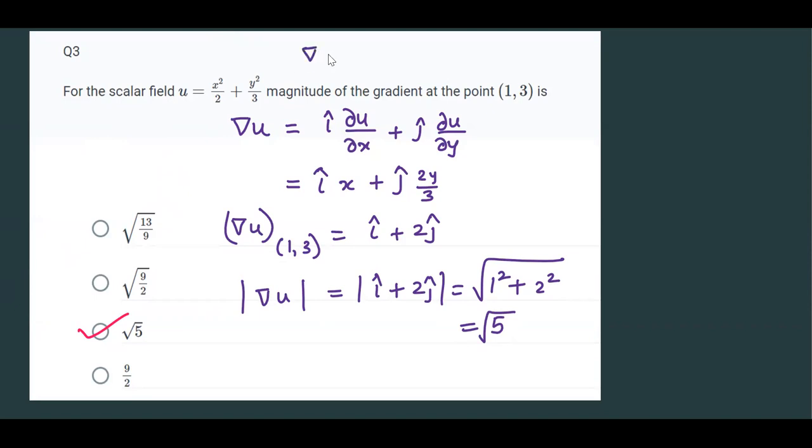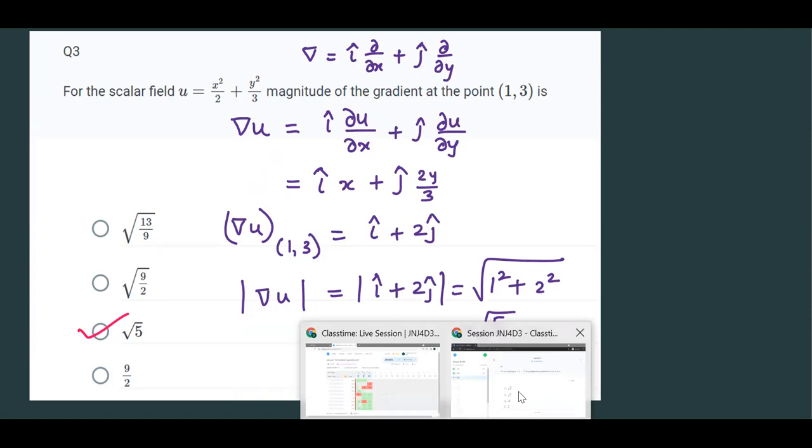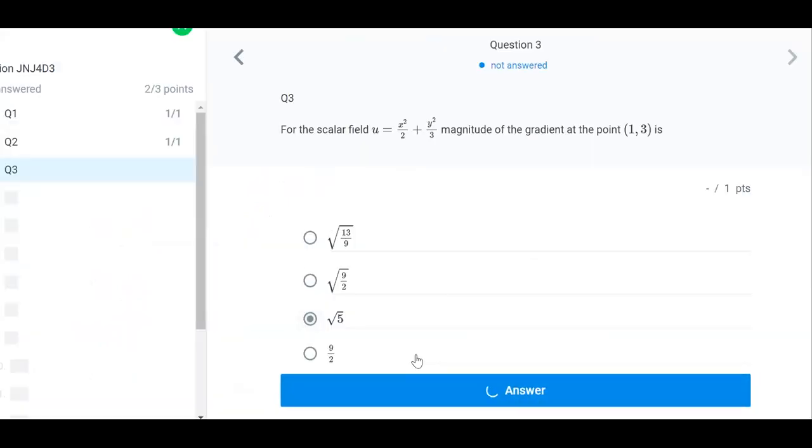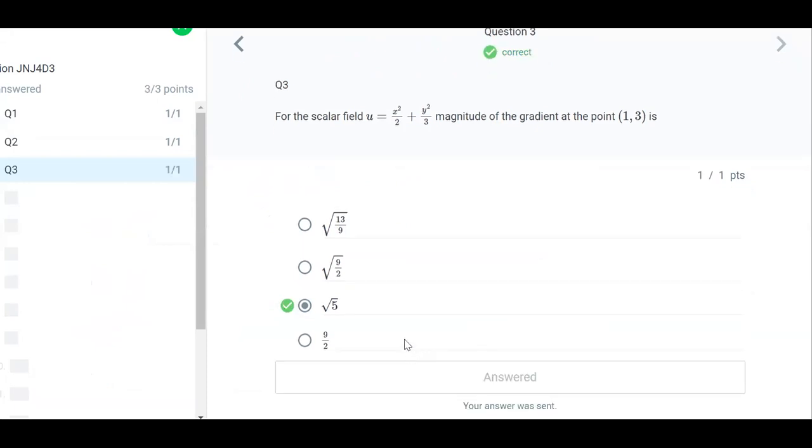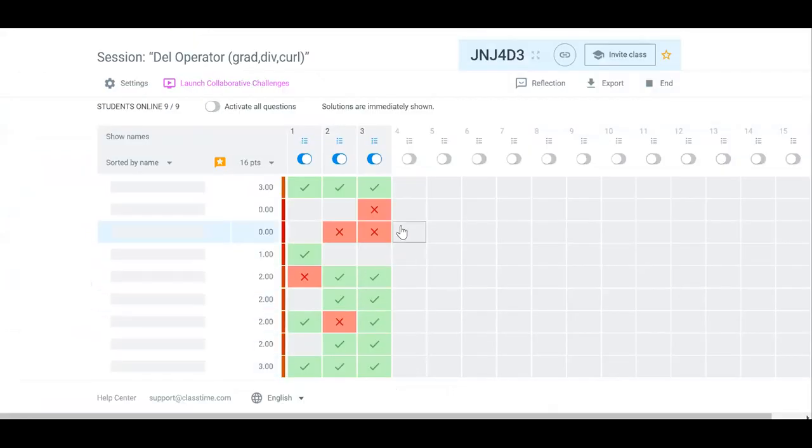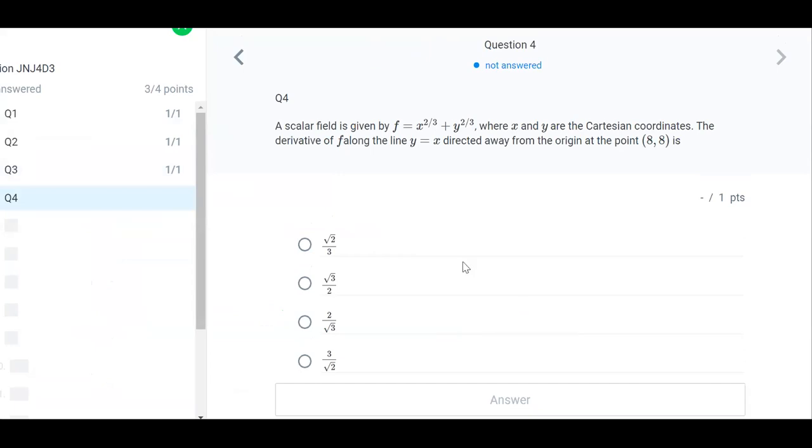Remember, gradient is i dou by dou x, it's a differential operator, plus j dou by dou y. This gradient. So this is root 5. All right, so we move on to the next question. So check the next question.